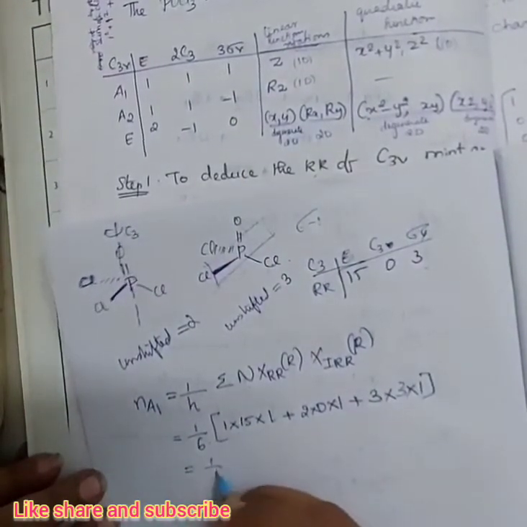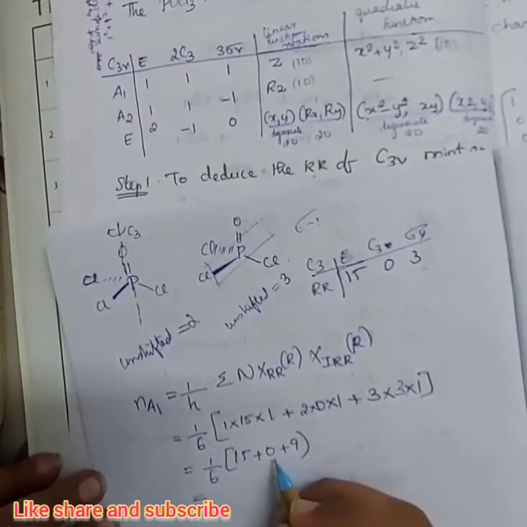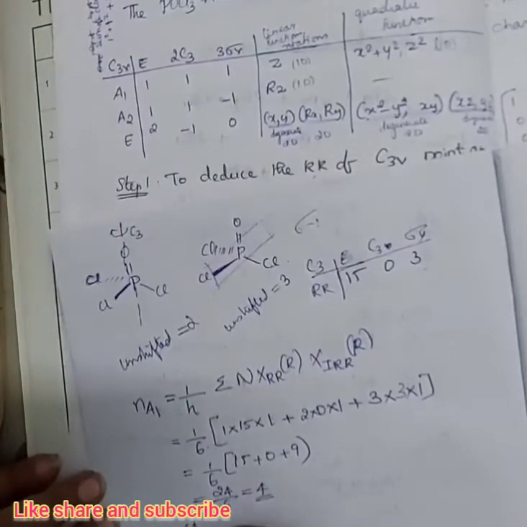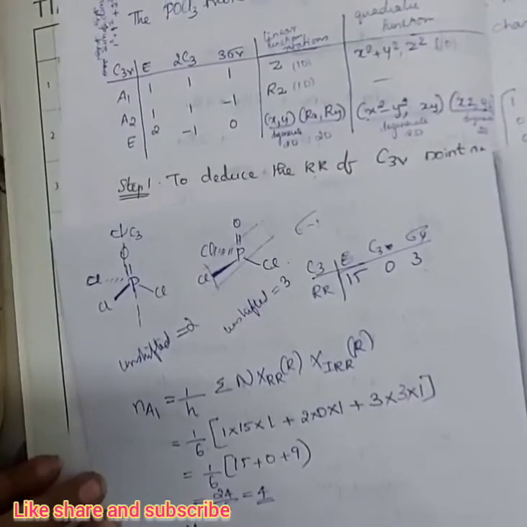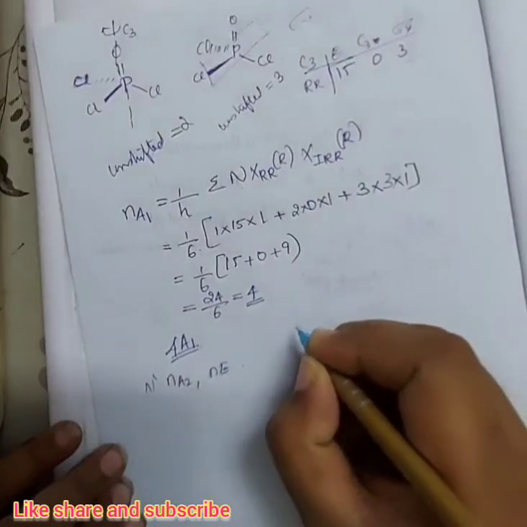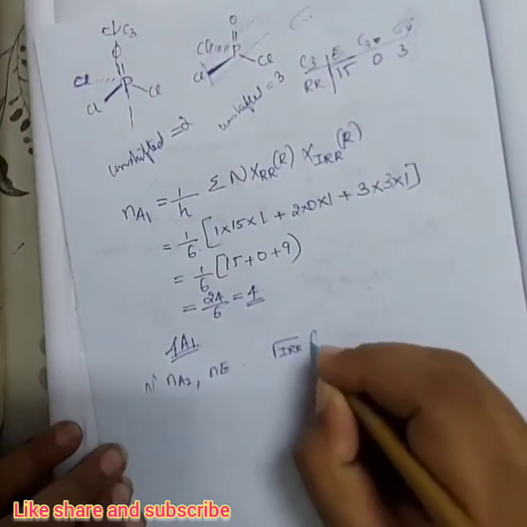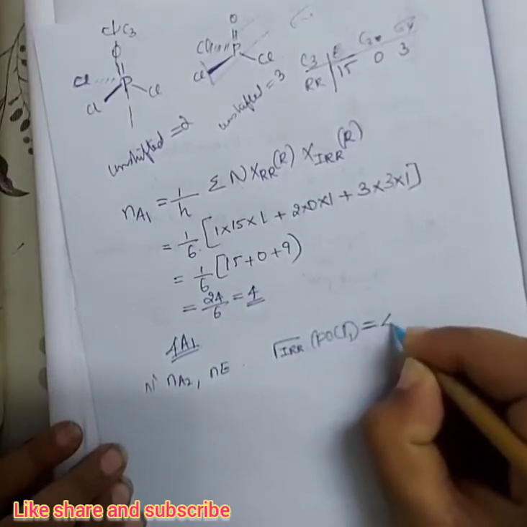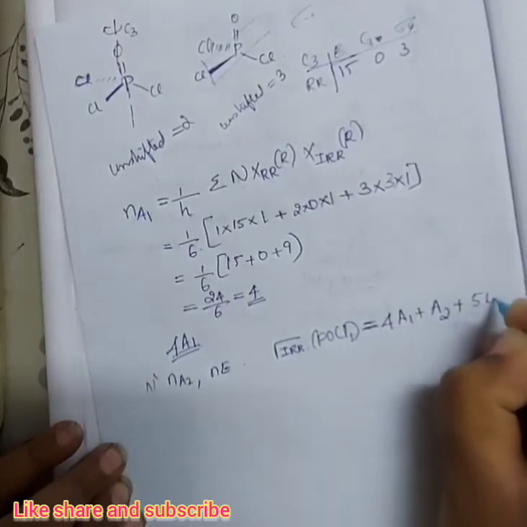So the number of A1 will be 1 by 6 into 15 plus 0 plus 9, that is 24 by 6, which is 4. So there will be 4 A1s. Similarly, we have to calculate the number of A2 and the number of E. Finally, we will get the irreducible representation of this POCl3 molecule as 4A1 plus A2 plus 5E.